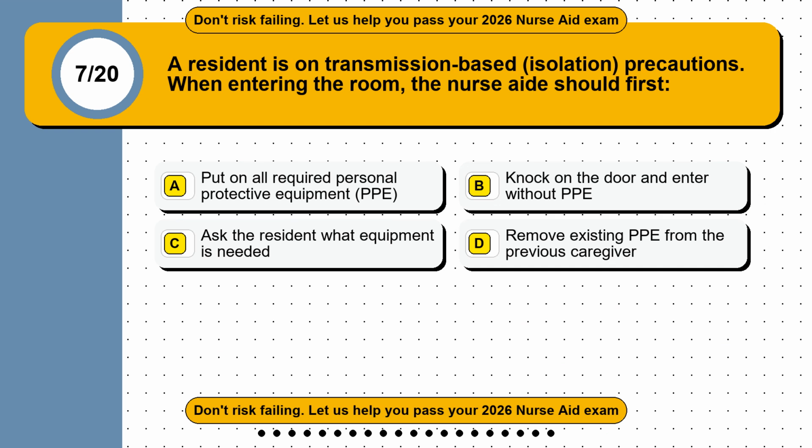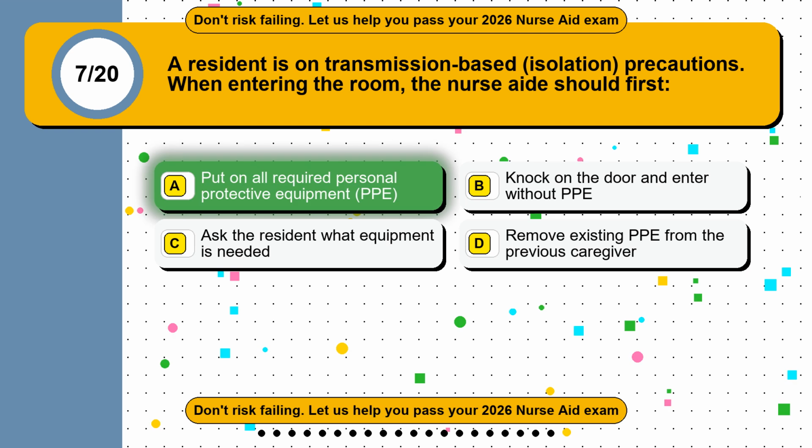Question 7. A resident is on transmission-based isolation precautions. When entering the room, the nurse aide should first: Option A, put on all required personal protective equipment, PPE. Option B, knock on the door and enter without PPE. Option C, ask the resident what equipment is needed. Option D, remove existing PPE from the previous caregiver. The correct answer is option A, put on all required personal protective equipment, PPE.